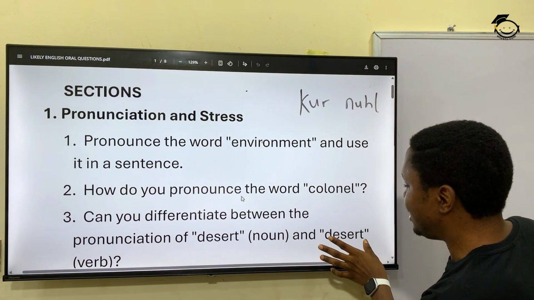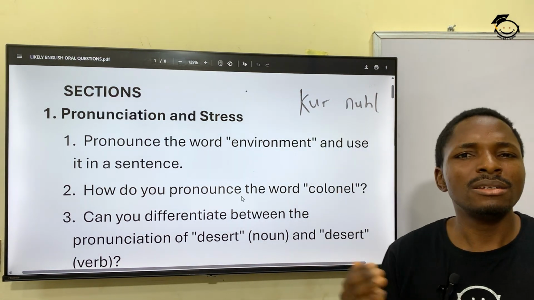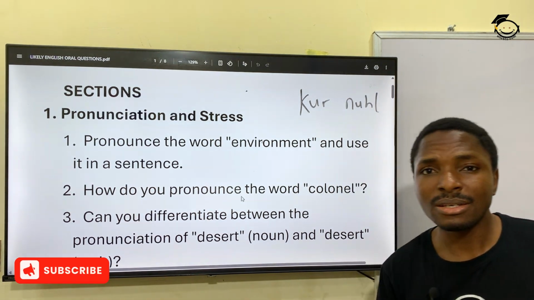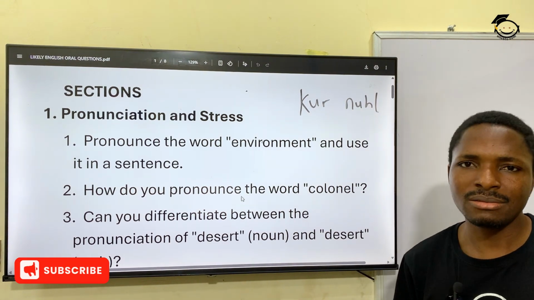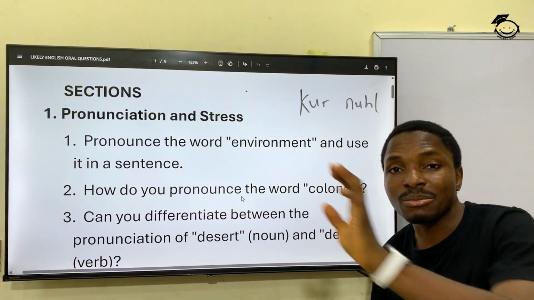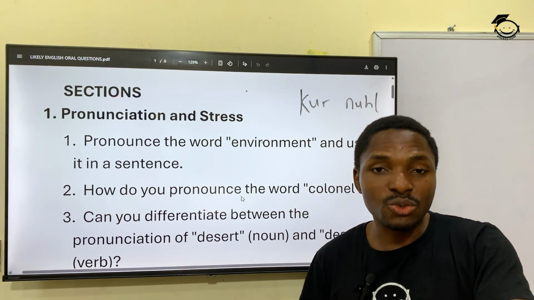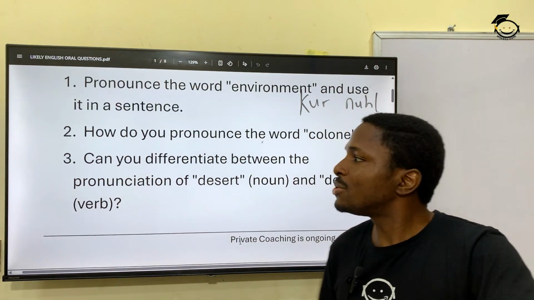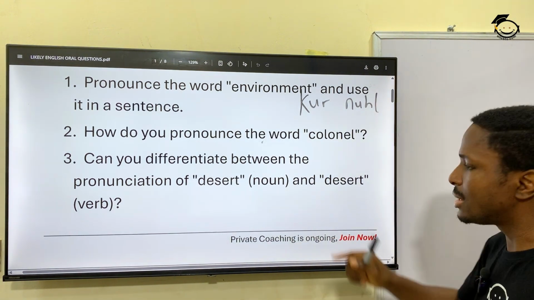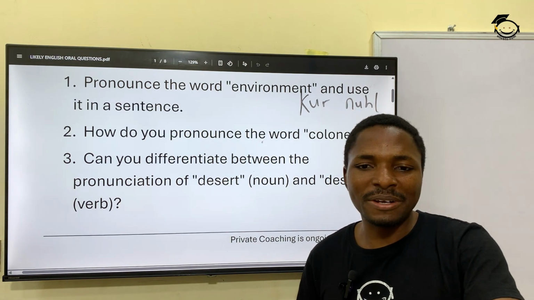Now, desert as a verb: if I say people have deserted the place, it means leave the place, go away from the place. Right? So this means to abandon somewhere. The noun is actually a place, as you know it in geography. Right? So can you differentiate between the pronunciation of desert and desert? They both look alike, but they sound a little bit different.